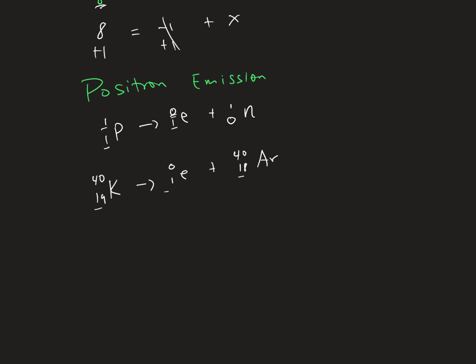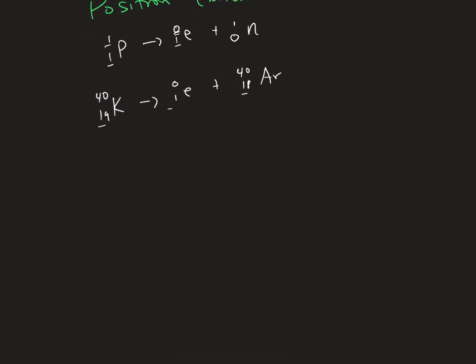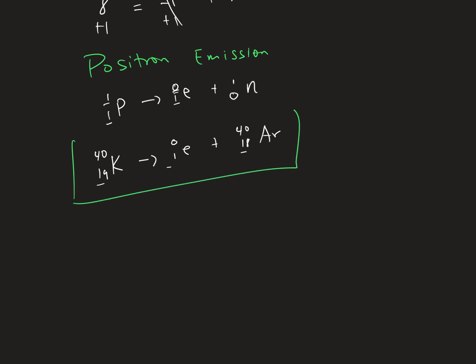Are we good with positron emission? Okay. They're all basically the same thing. They just have different symbols, different masses, different charges. You just have to know those particles so you know which is which, because the test might not give you this. If I say potassium 40, what does that mean? It means that's the mass number of potassium.